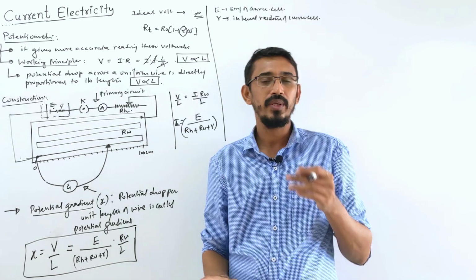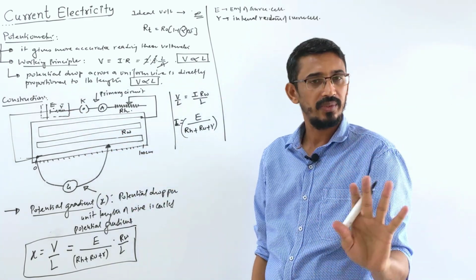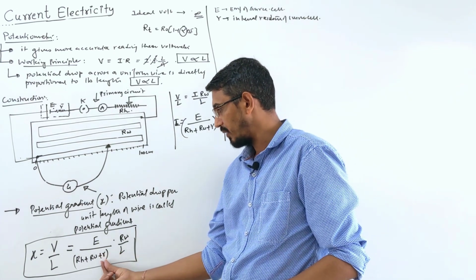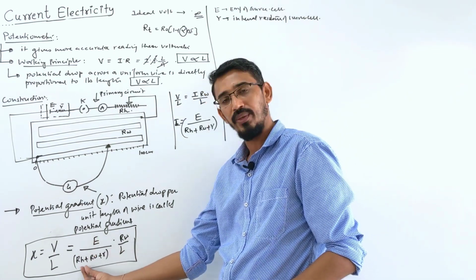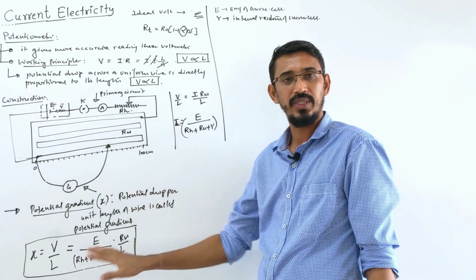So most of the time they don't give the internal resistance of that source cell. They say negligible, or they don't give it at all. Then you can remove it from here. So the answer becomes E upon rheostat resistance plus RW, which means resistance of the wire only. These two terms you have to write.